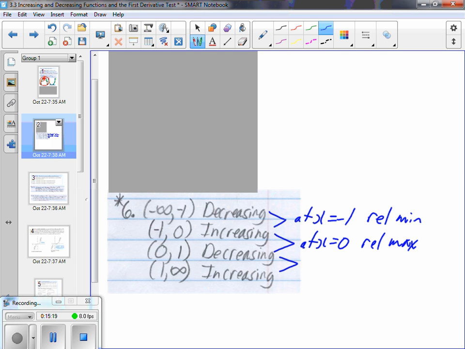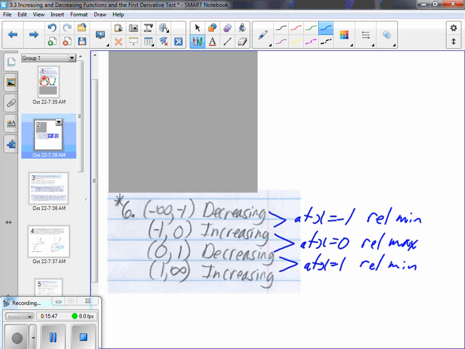Then it's back increasing, so it's going down, then it's going up. In between going down and going up is a relative minimum. Without even seeing the graph, we can conclude that, can't we?